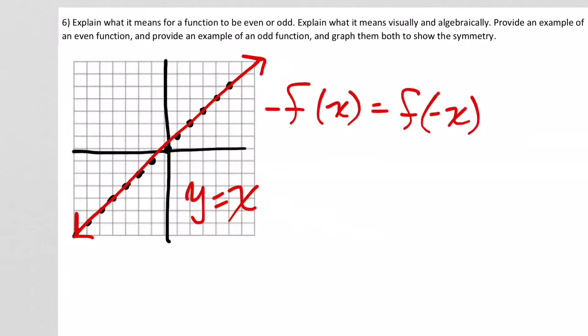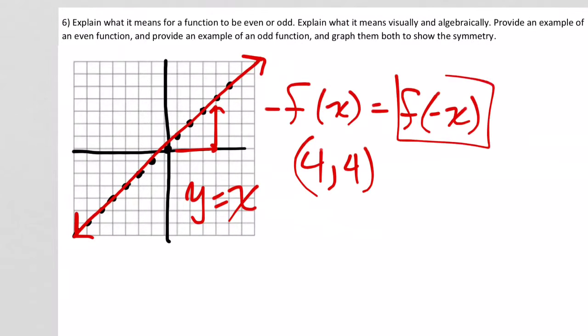That was weird. That didn't make sense. Let's try it another way. Let's say we're doing y equals x, and we look at this x value right there. So let's say positive 4. If my x value is positive 4, I know that my y value is also positive 4. So I have the point (4, 4). Okay, well then what happens if I do this, f of negative x? So now I'm curious about the point negative 4. What is the y value at negative 4?